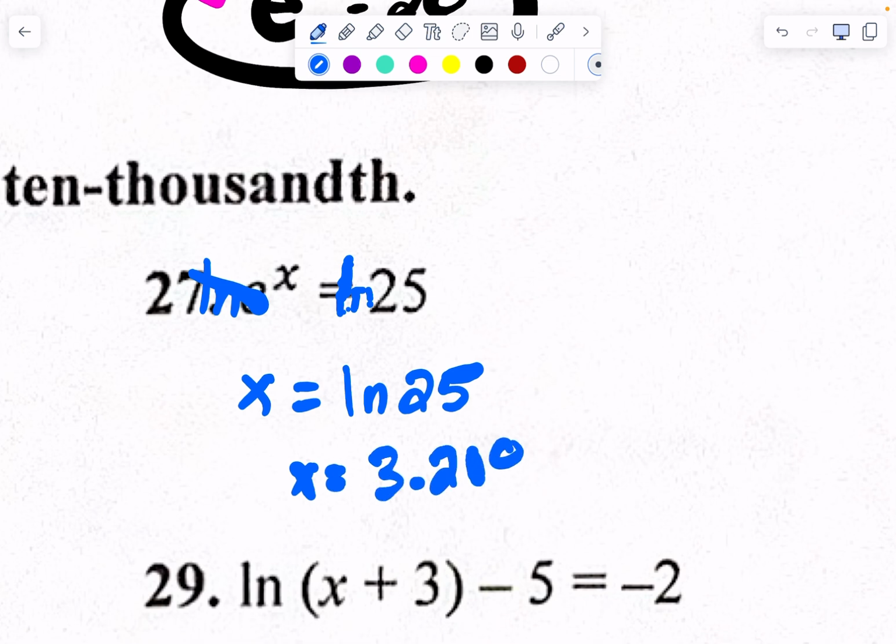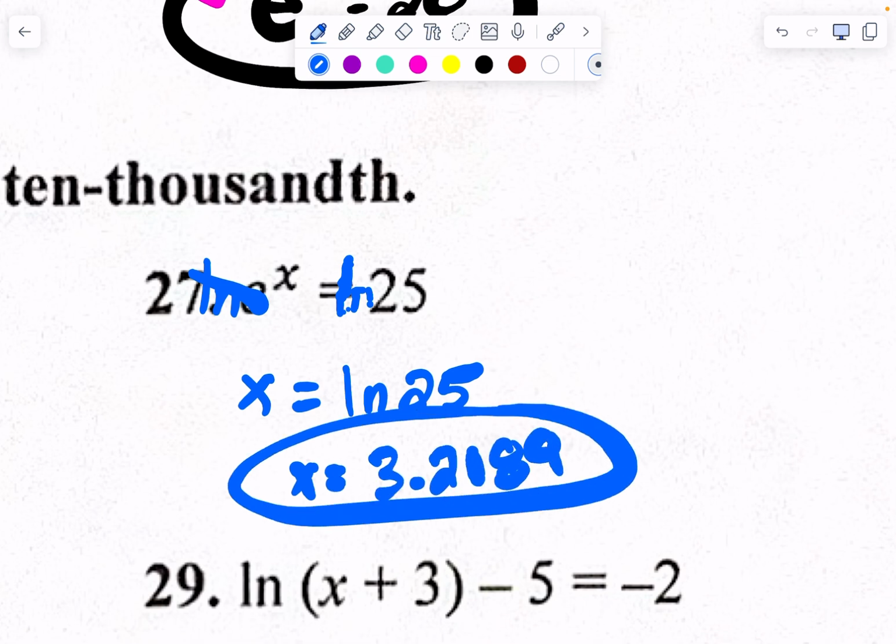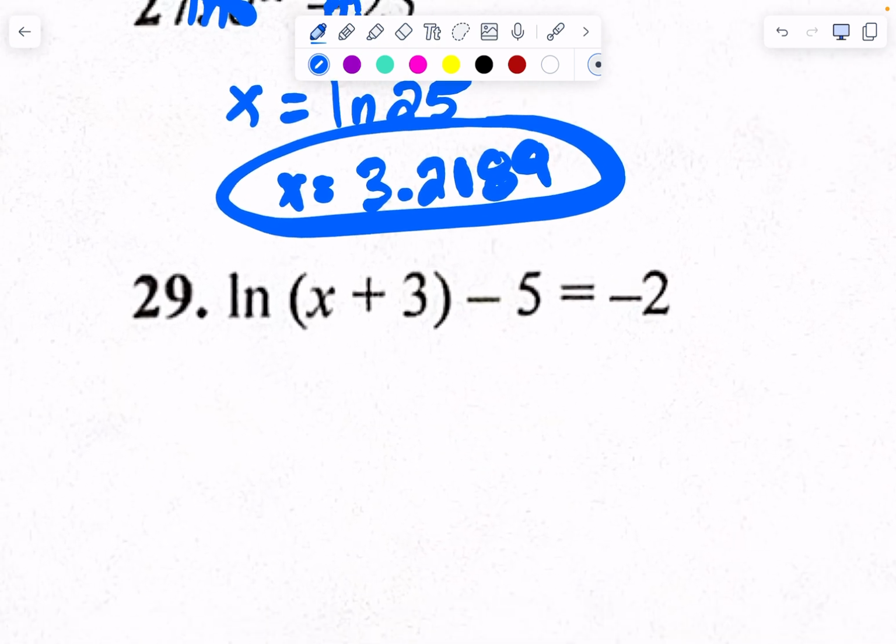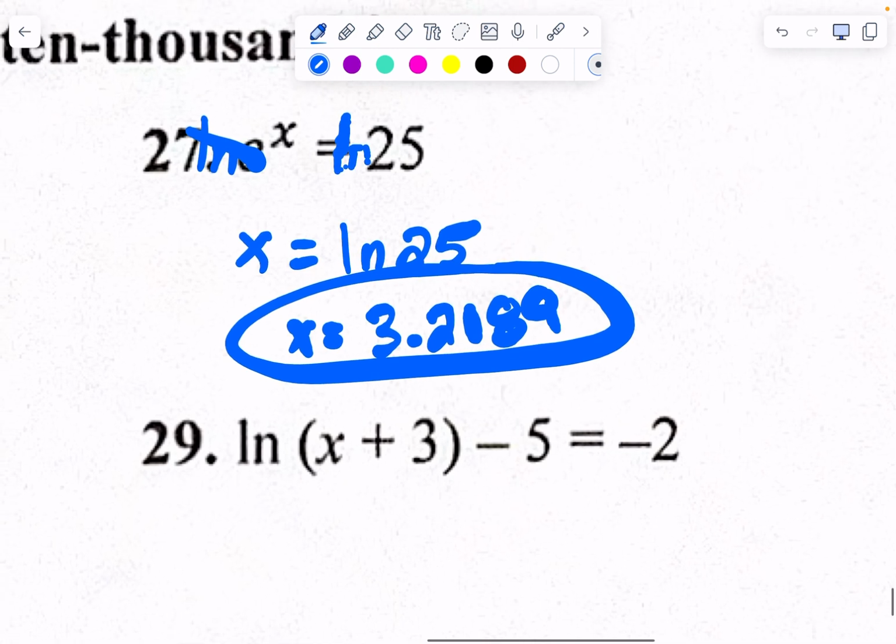3.2189. I agree with that. There is an ln button on there. Hold on, where is it? I found it.